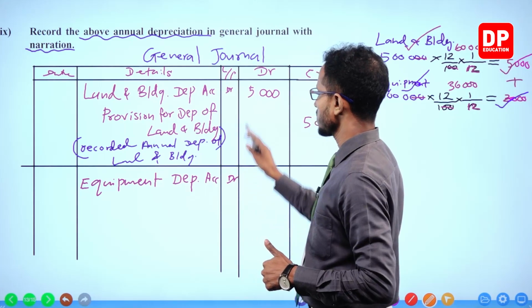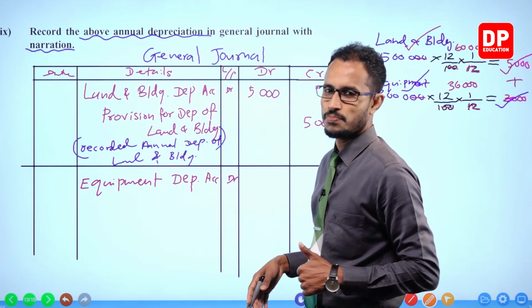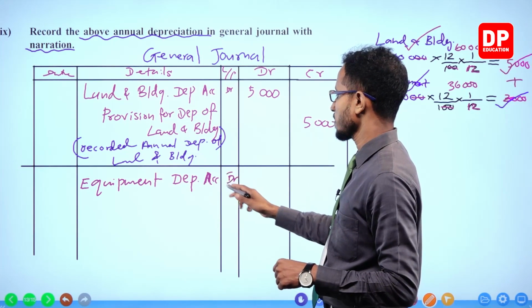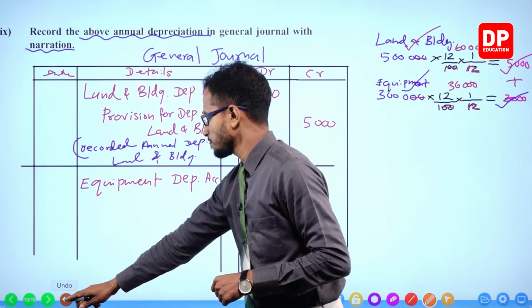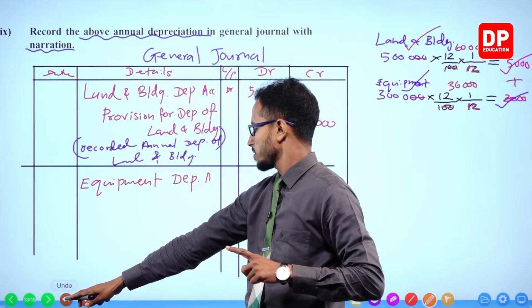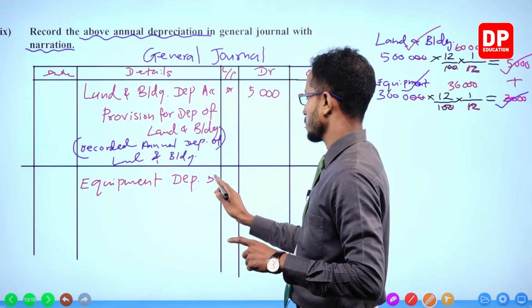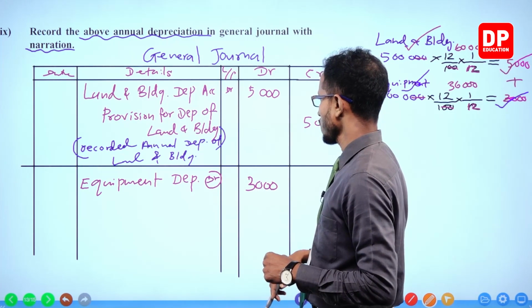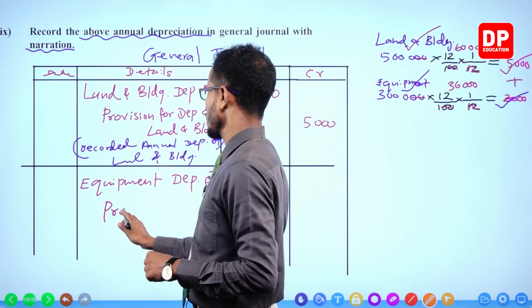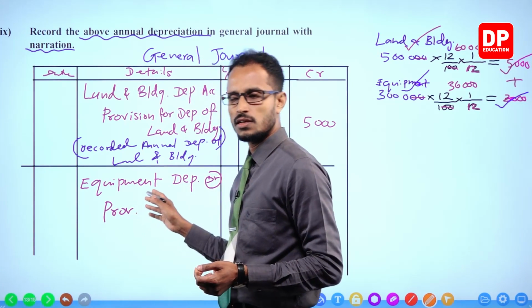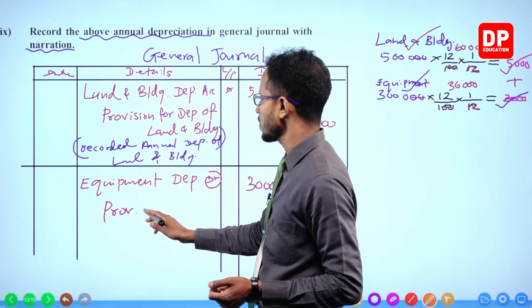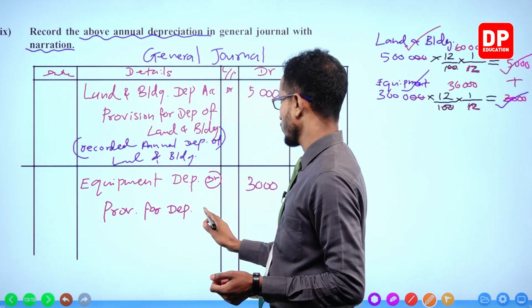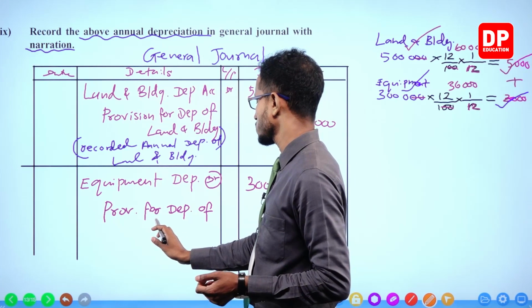Don't write the debit DR sign inside the ledger page column. Write it in the description column. I don't have space in the description column, so I write it here. Debit. Can you see this? You have to write it like this. Equipment depreciation account debit 3,000. Then provision for depreciation, same double entry, man. Nothing to it. Just remember the double entry. Provision for depreciation of what? Equipments.